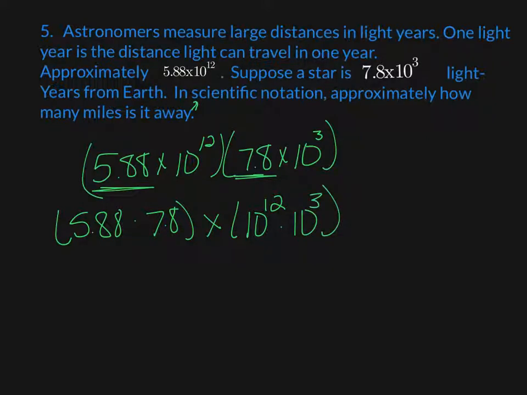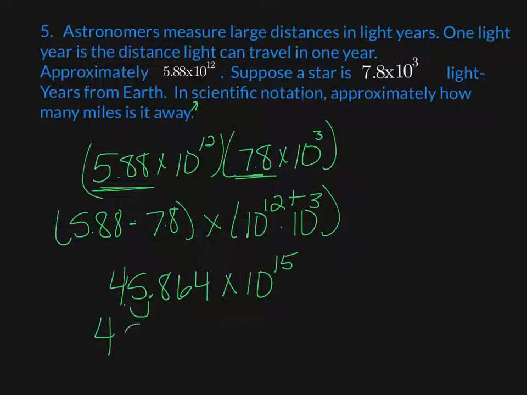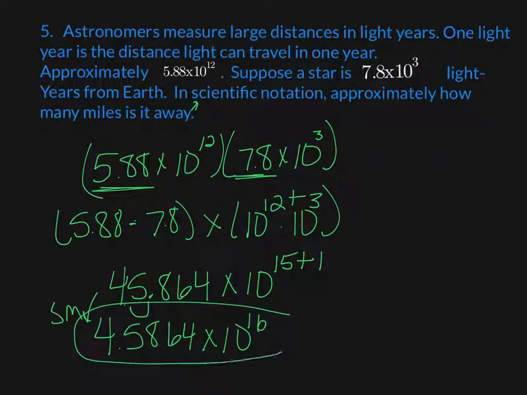Okay, so 5.88 times 7.8 is 45.864 times 10. Now it's a multiplication problem, so add exponents, which gives me 15. Okay, when you have problems like this, again, is it in scientific notation? It is not in scientific notation, so I need to move my decimal over 1. So 4.5864 times 10. Now this number got smaller, so this number gets bigger. And there's your answer. That's it.